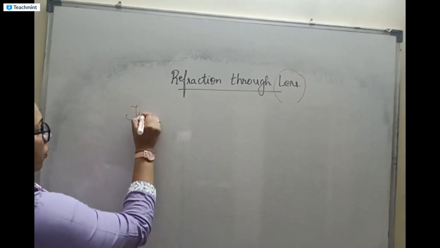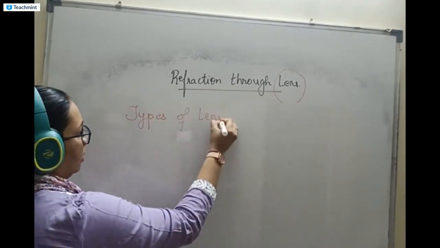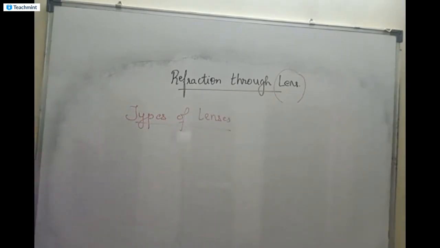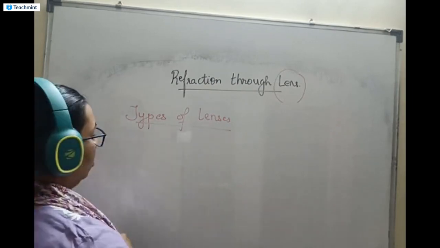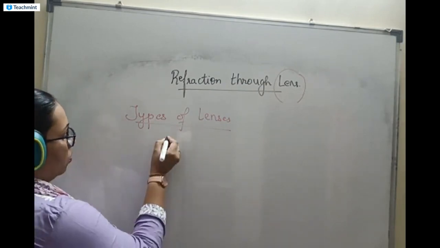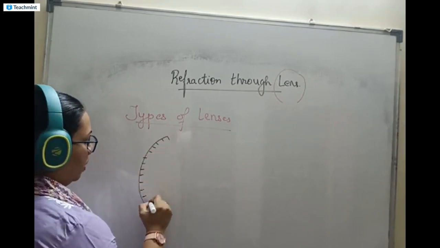Okay, so in your notebook, you can write types of lenses. In ninth grade, everybody has done reflection of light where we took the concave mirror, that is the mirror concept, and this is lens. Who can tell me what this mirror is called?